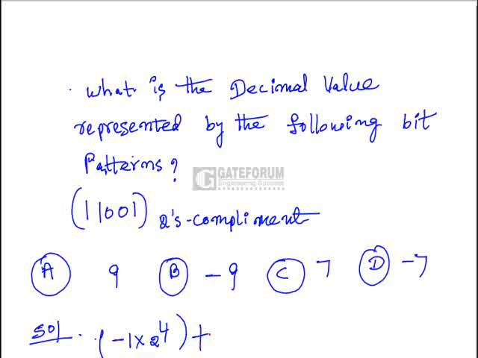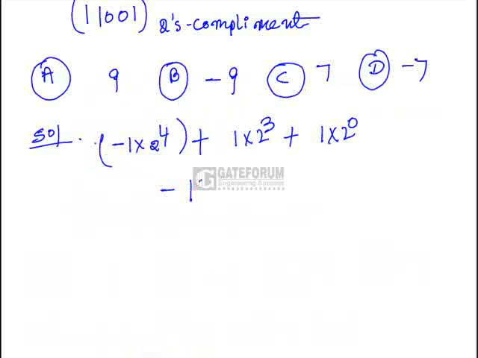-1 into 2 power 4 plus 1 into 2 power 3 plus 1 into 2 power 0, because the first term and second term both are zeros. So it is equivalent to -16. 2 power 4 means 16, into -1, it is -16, plus 9, because 8 plus 1 is 9, it is equal to -7. So option D is the correct option here. Either we can do it like this, or we can convert the 2's complement into the original format just by excluding the sign, and that equivalent decimal value also we can find out.